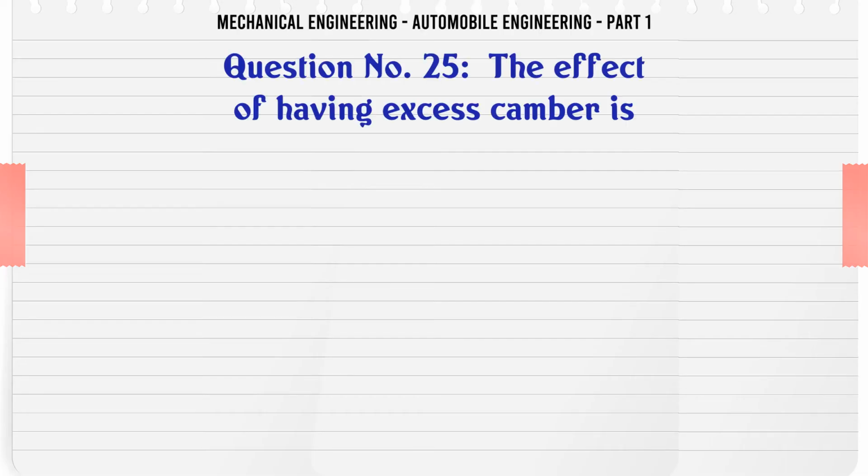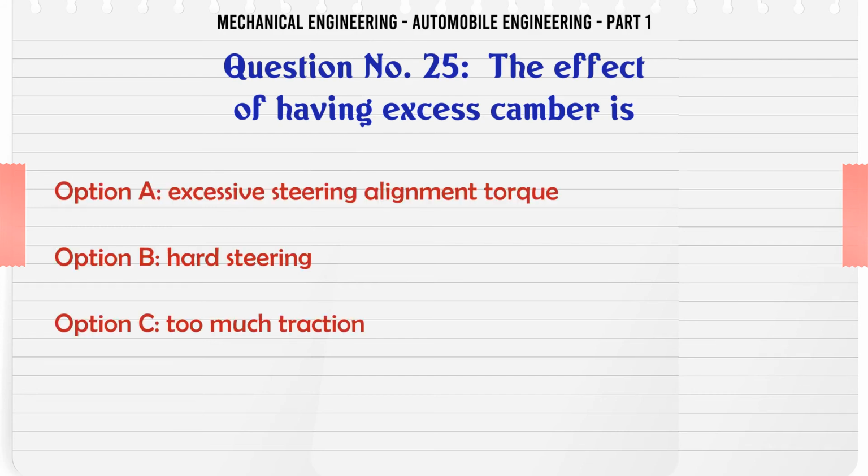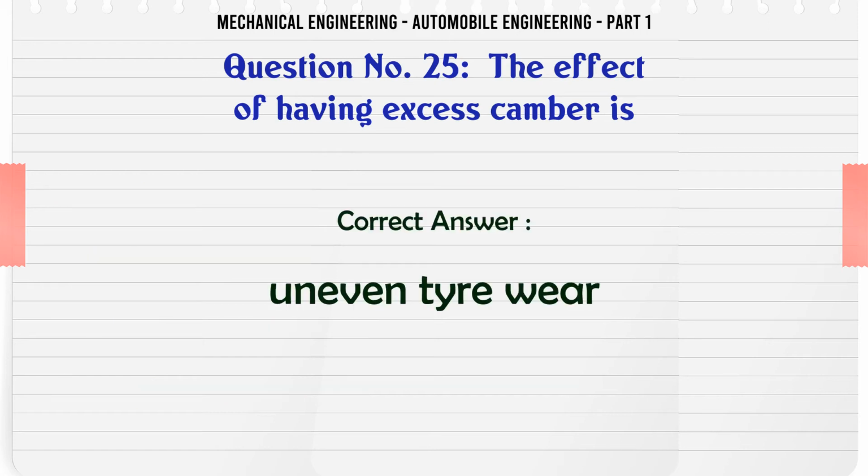The effect of having excess camber is A. excessive steering alignment torque, B. hard steering, C. too much traction, D. uneven tire wear. The correct answer is uneven tire wear.